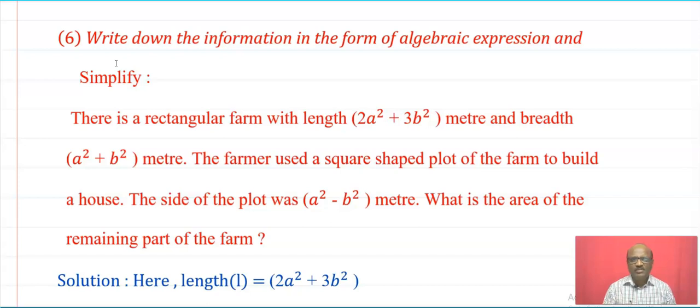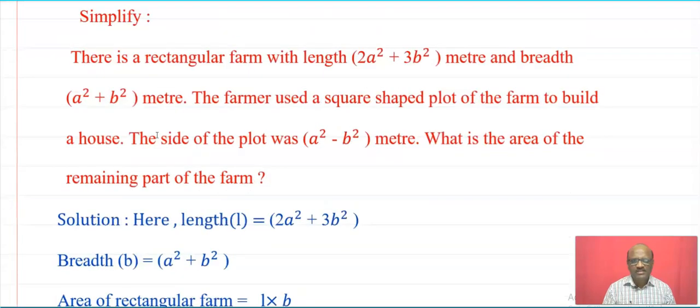Now here is the last problem. Write down the information in the form of an algebraic expression and simplify. There is a rectangular farm with length 2a square plus 3b square meter. What about the breadth? Breadth is a square plus b square meter. The farmer used a square shaped plot of the farm to build a house. The side of the plot was a square minus b square meter. What is the area of the remaining part of the farm?